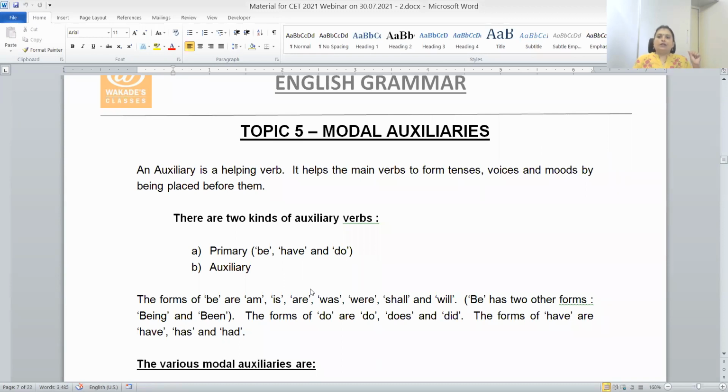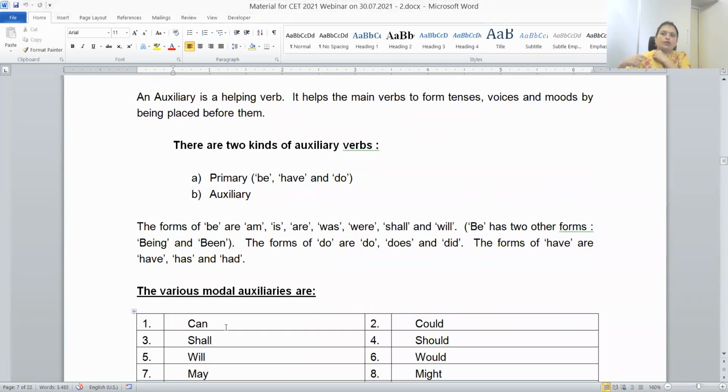Okay. So I'll just read the forms of be: am, are, is, was, were, shall, and will. Be has 2 other forms, that is being and been. You know that. Being we use in progressive or continuous tense, and been we use with present perfect or past perfect tenses. The forms of do are do, does, and did. And the forms of have are have, has, and had. Okay, so like I said, you really don't need to bother about this. We are not going to get this in our exams.